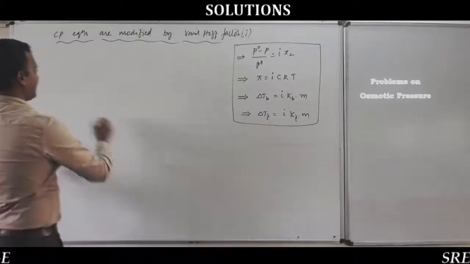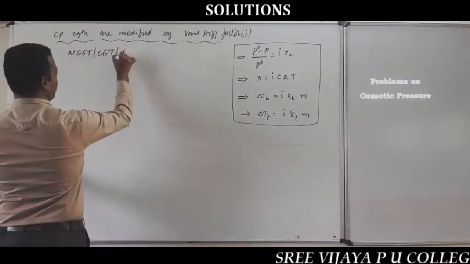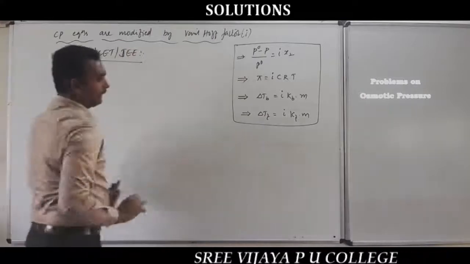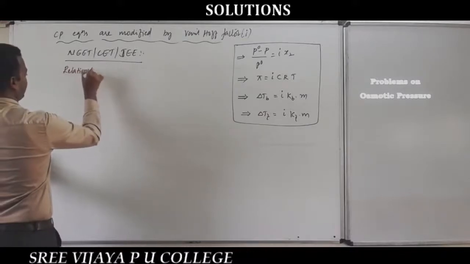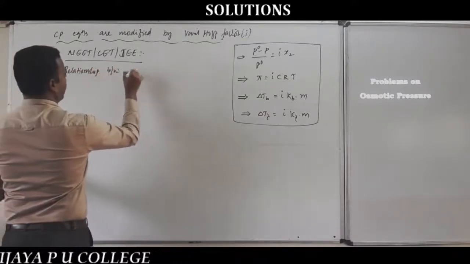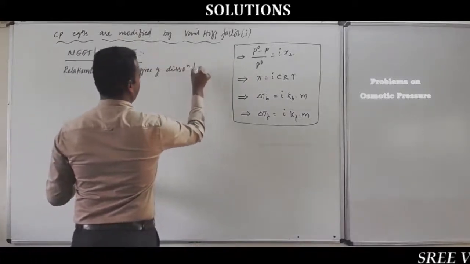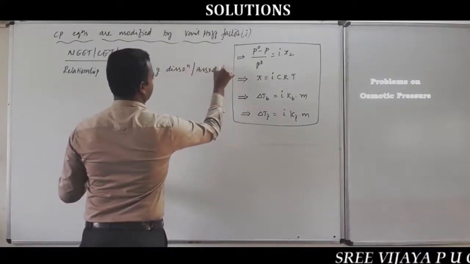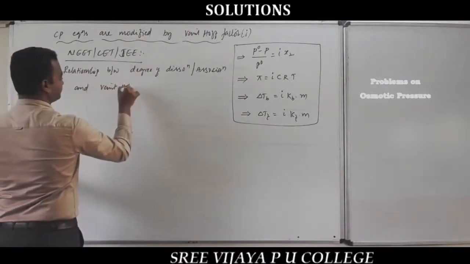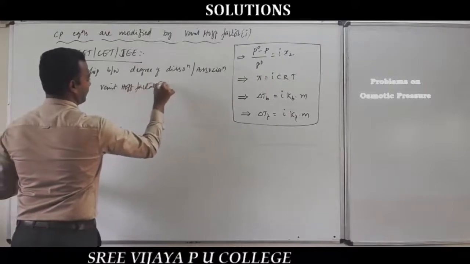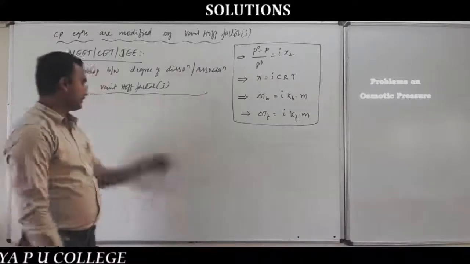And one more important piece of extra information for competitive exams, especially NEET, CET and JEE: the relationship between degree of dissociation or association and the Van 't Hoff factor. This is very important. What is the relationship between degree of dissociation and the Van 't Hoff factor?